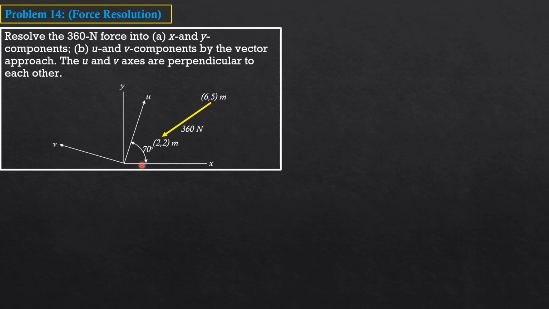So we have here the U and V axis. The U makes an angle of 70 degrees with the positive x-axis counterclockwise. Therefore, the V axis, because this is 90, is 70 plus 90, 160 degrees counterclockwise also. Then the force is directed from the point 6, 5 meters to 2, 2. So if we form a right triangle here for the solution as shown, then we can compute this angle that the force makes with the horizontal.